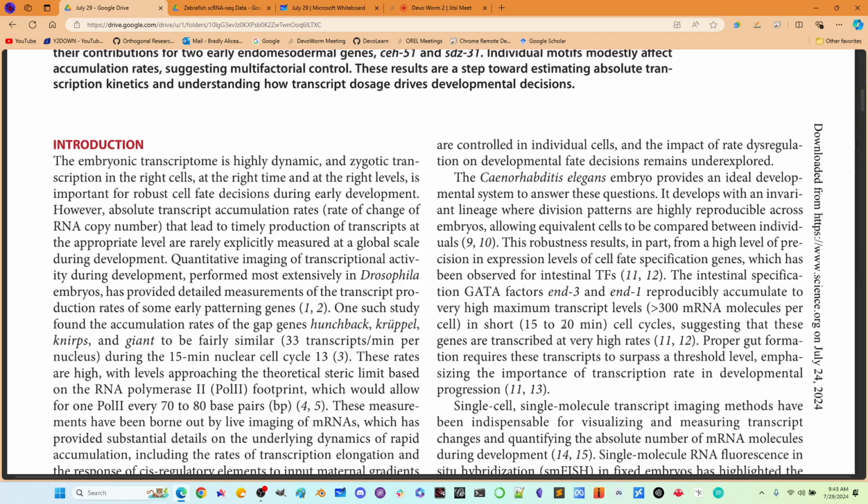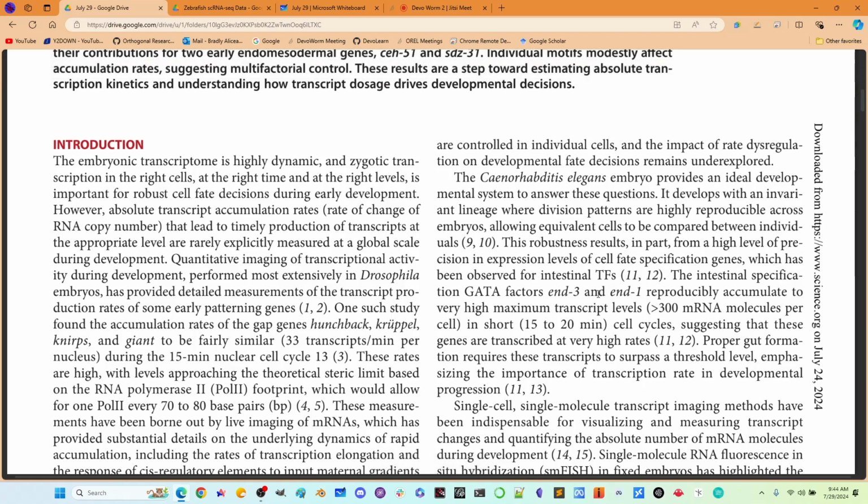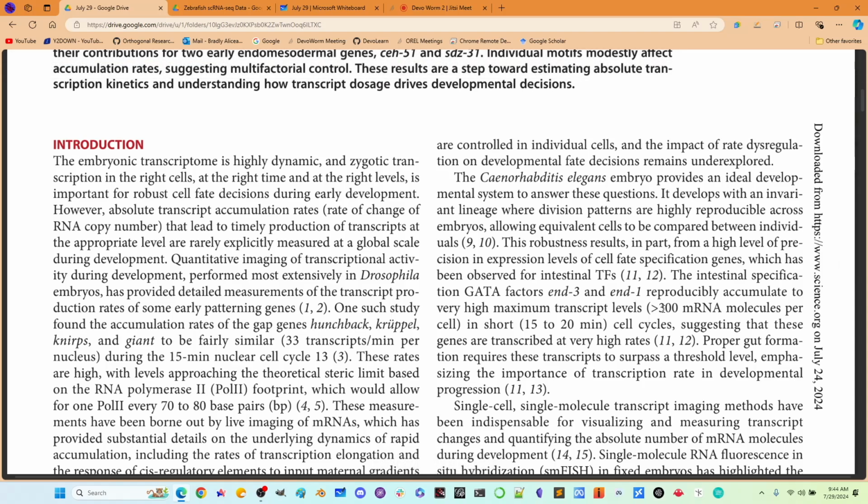So this is where you have these two genes that are GATA factors. They're in what are going to be intestinal cells. They're specifically intestinal transcription factors. So you go in the adult and check to see that they have this function, and they actually accumulate reproducibly, meaning over many animals, to very high maximum transcription levels. So I guess this is an upper bound for the number of molecules per cell that can be produced in about 15 to 20 minutes.